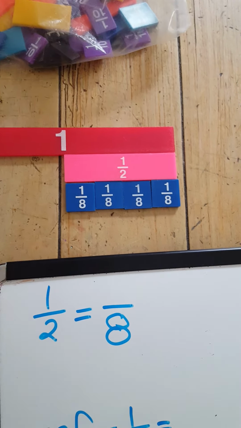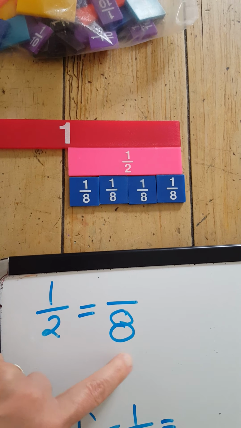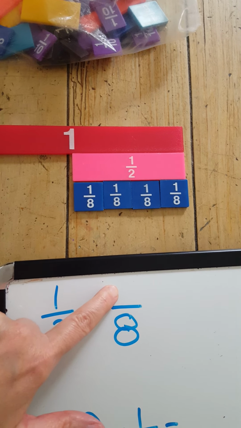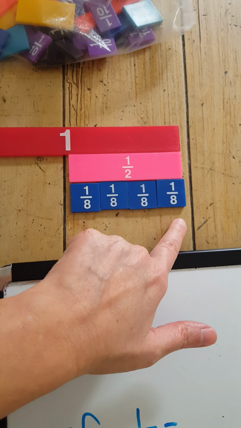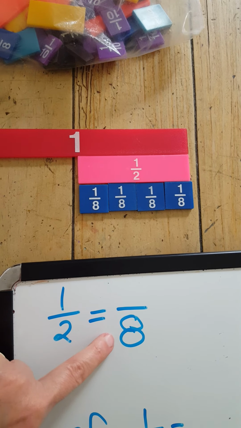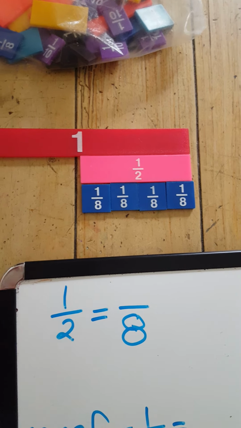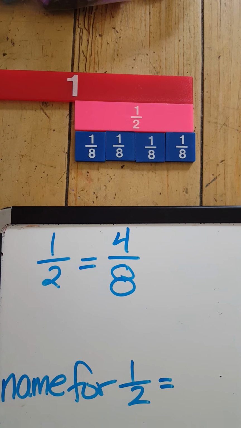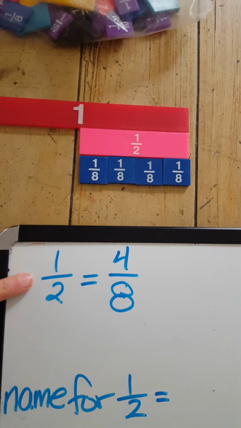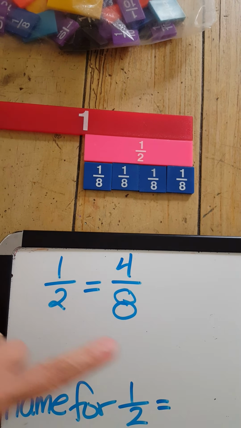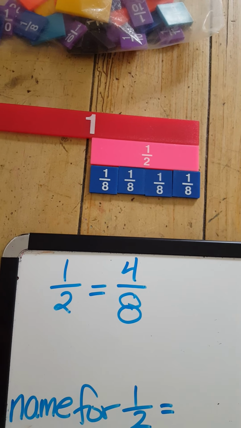So we have eighths in the denominator, but how many are we going to put in the numerator? Let's go back. 1, 2, 3, 4. So 4/8 can also represent 1/2. So let me write that. Okay, so now we see that the area 1/2, an equivalent fraction for that would be 4/8. It's the same area, but different fraction.